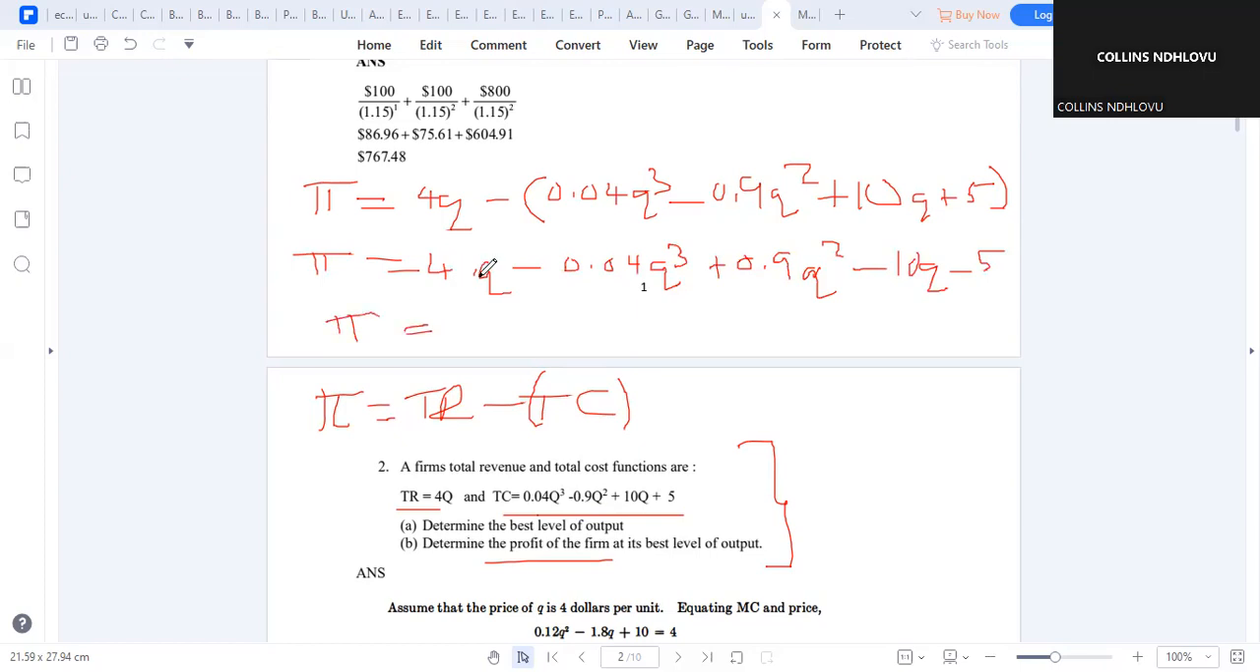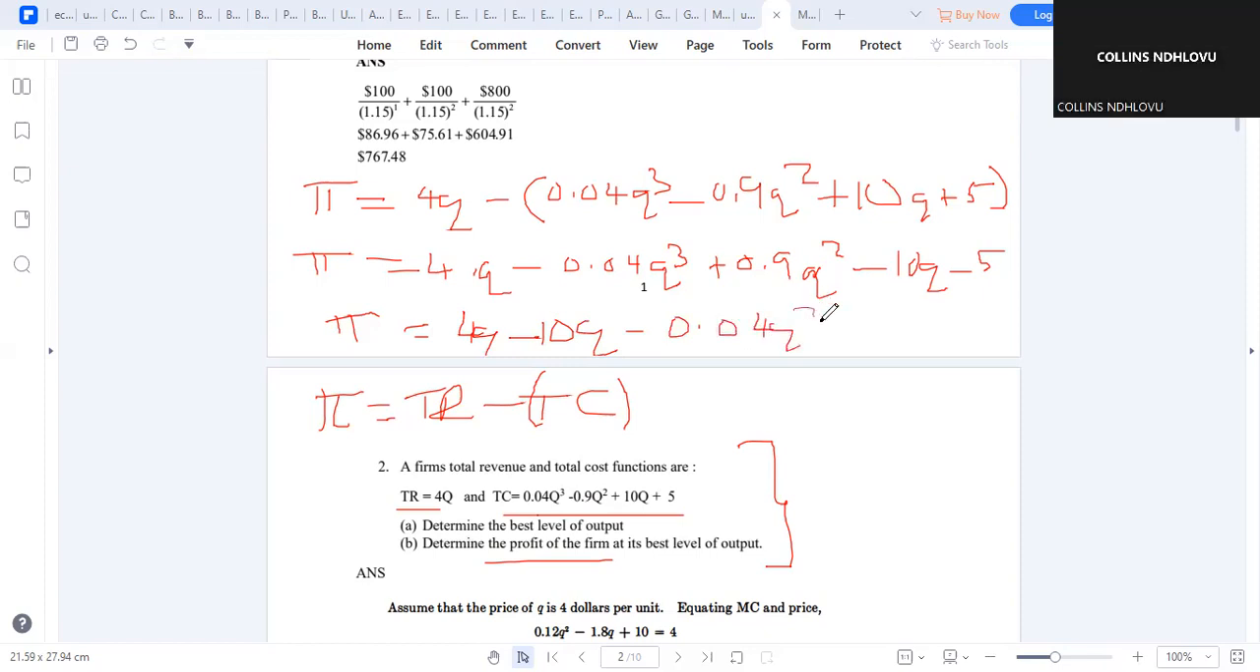Put the like terms together. 4q will go with which one? 10q, correct. So 4q and 10q, you're going to get negative what? -6, right? Why? Because 4q minus 10q, the bigger number is negative, so you subtract.